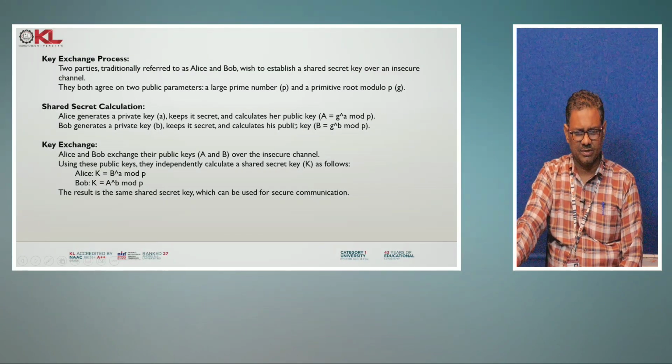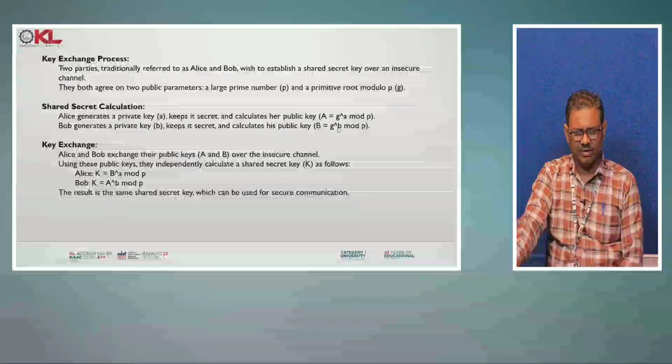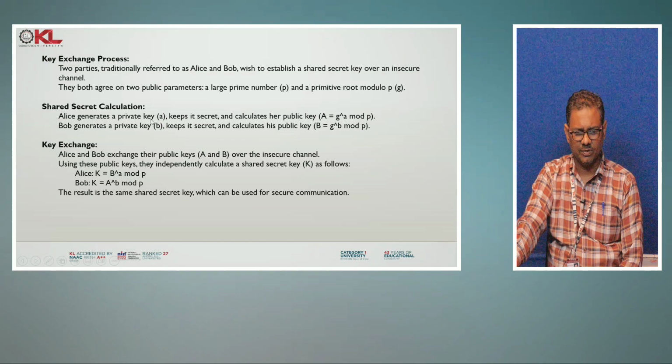Then they apply two formulas: A equal to G power a mod P, B equal to G power b mod P. Here a and b are the private keys. Alice calculates her public key by using the formula A equal to G power a mod P. Bob also calculates with the formula B equal to G power b mod P.